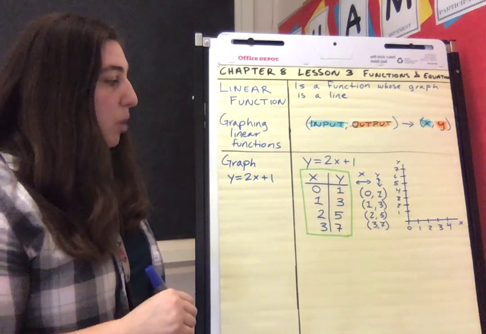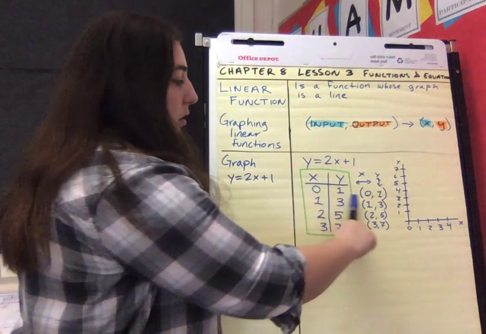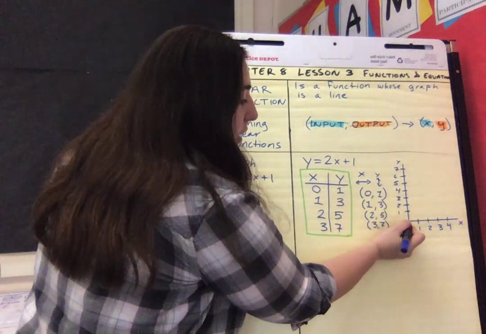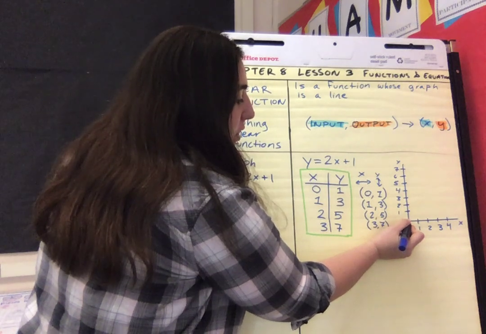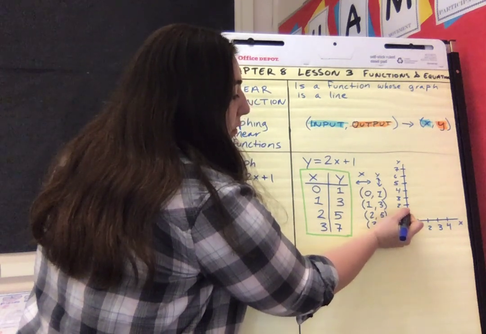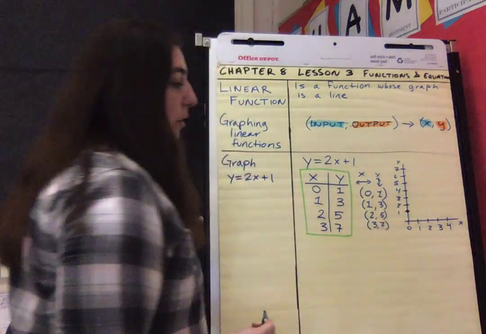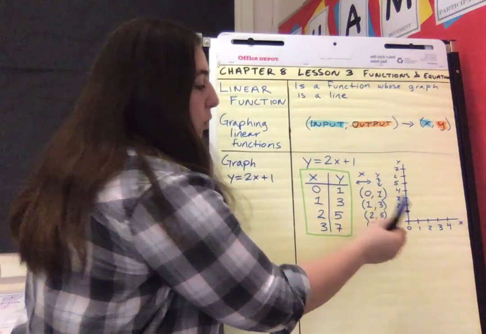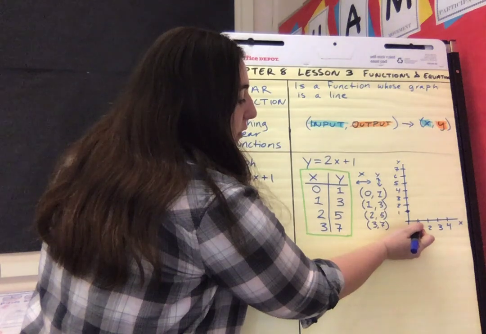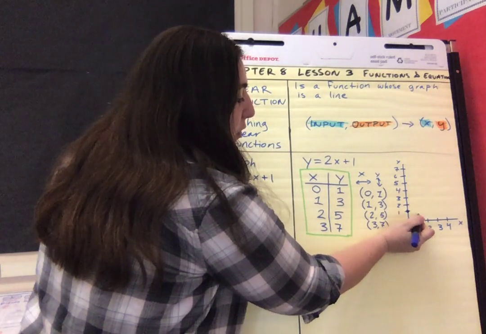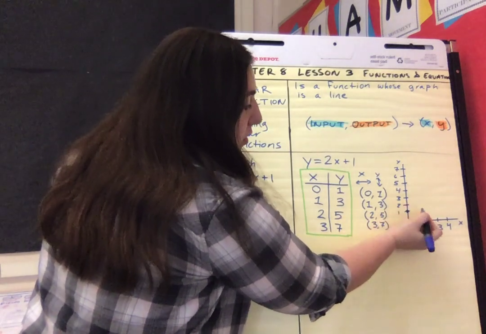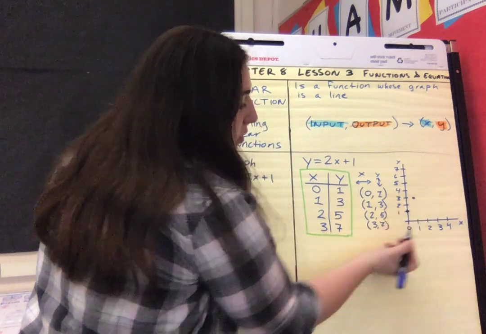Okay, now I can start plotting the points. 0, 1. So here's my 0. I'm plotting my x first. Then I'm going up for my y. 1 is right here. So I'm going to make a point right there. Next point, 1, 3. 1 is right here for the x, and I'm going to go up 3 for the y. 1, 2, 3, about right there.